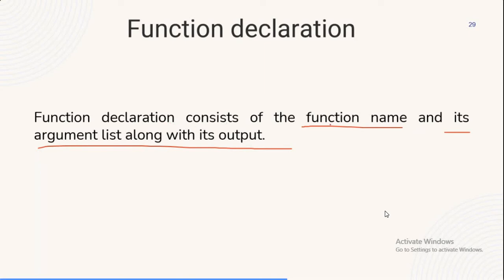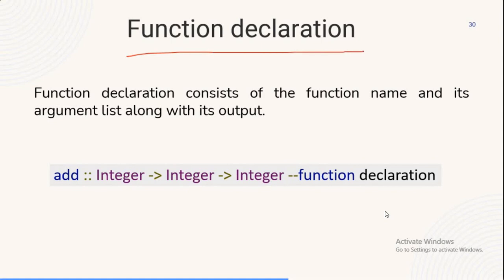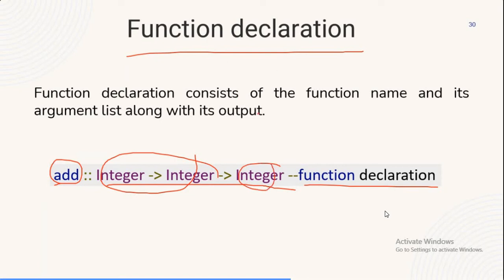Function declarations consist of the function name and its argument along with its output. Just see it here. This is the function declaration, one example. This is the function name, and these are the arguments, and this is the function declaration actually. Among these arguments, some are for input and some for output. Function declarations consist of the function name and its argument with its output. Later I am showing you with an example.